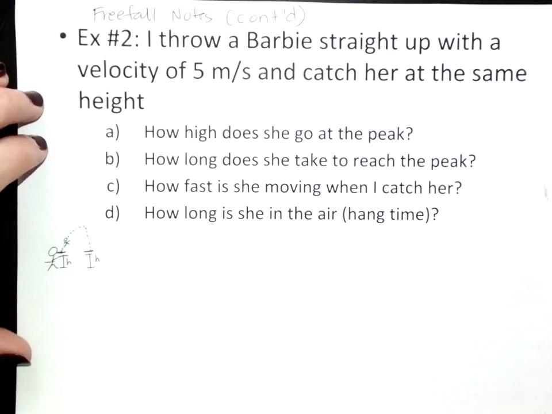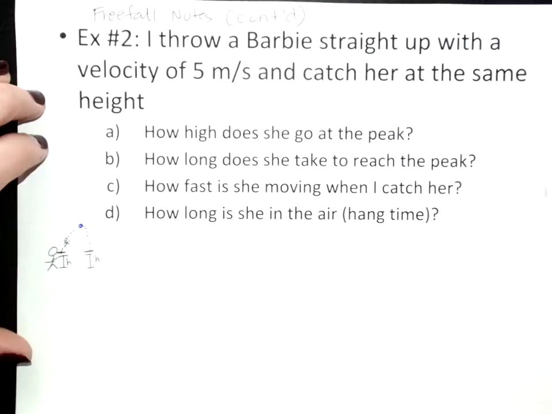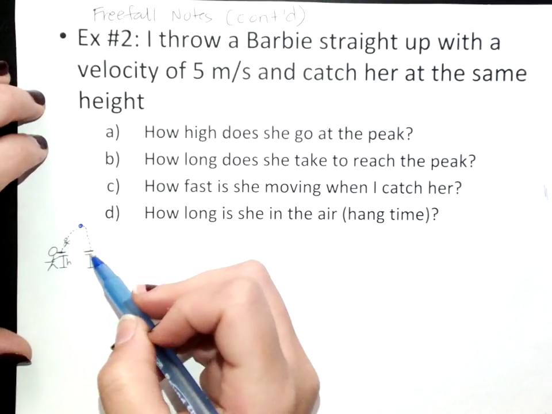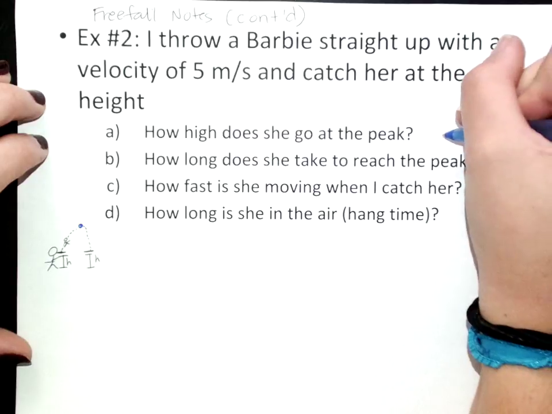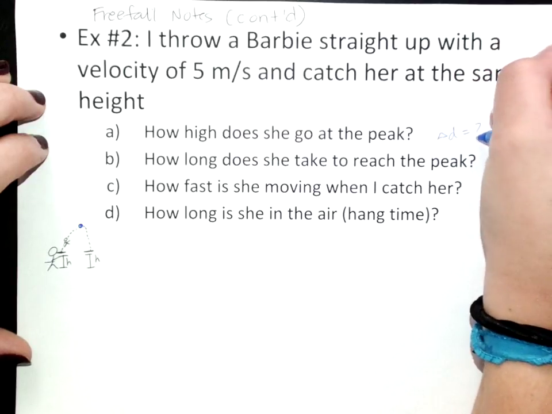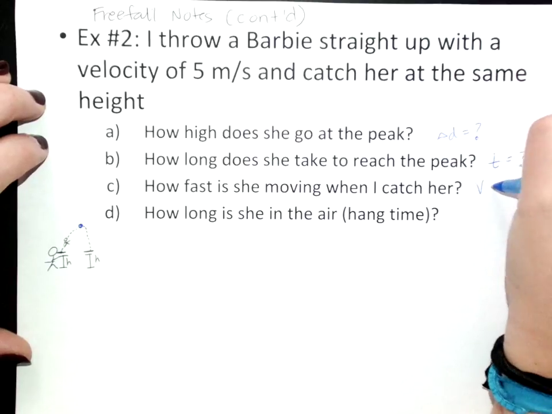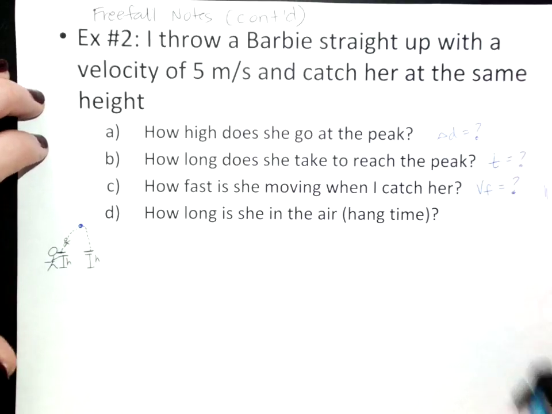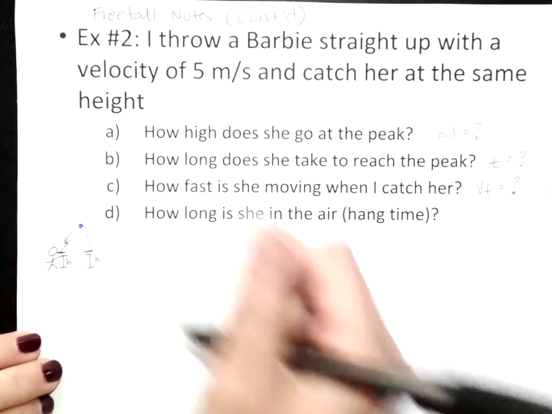Okay, so we want to know, how high does she go at the peak? So how far up here? We want to know, how long does she take to reach the peak? So time. We know how high, so delta D. And how fast is she moving when I catch her? So V final equals question mark. So there's a few things that we need to know. So let's go ahead and start solving.